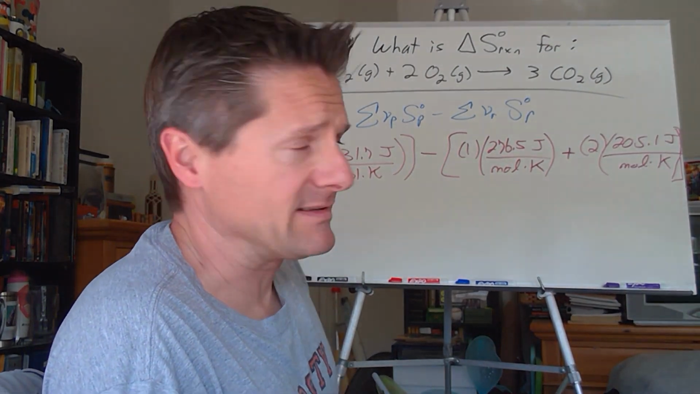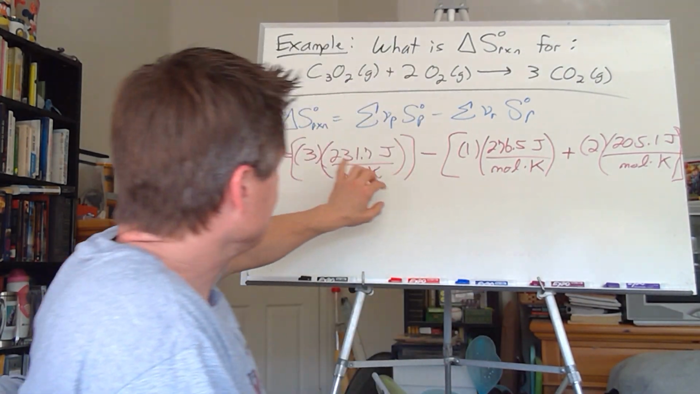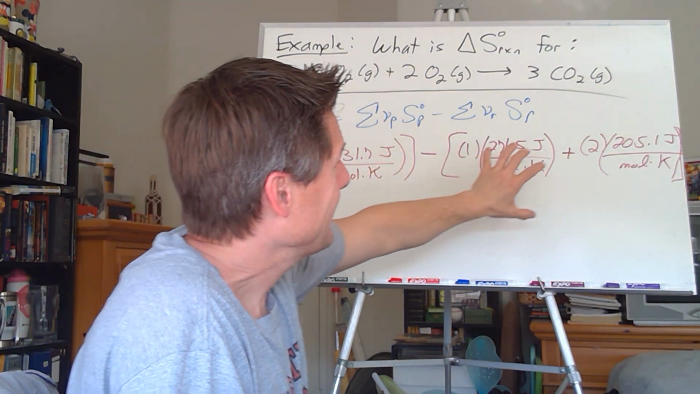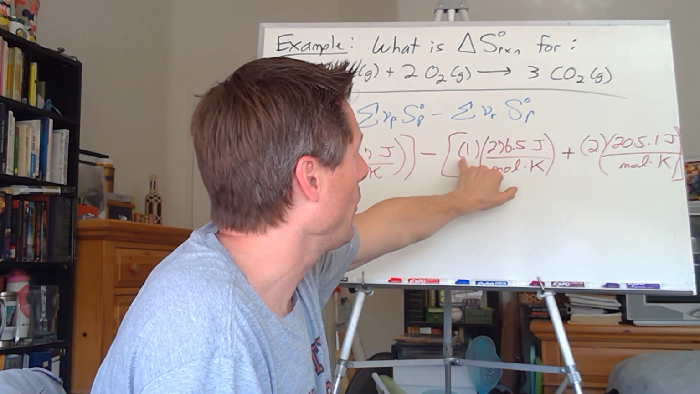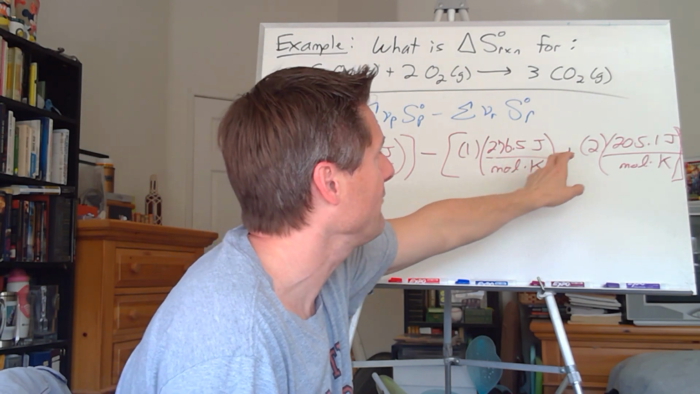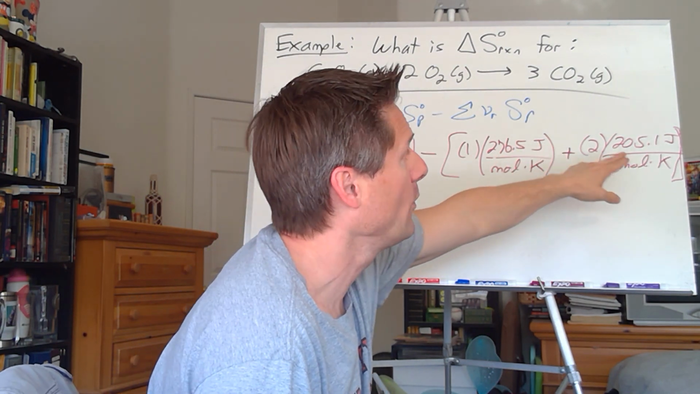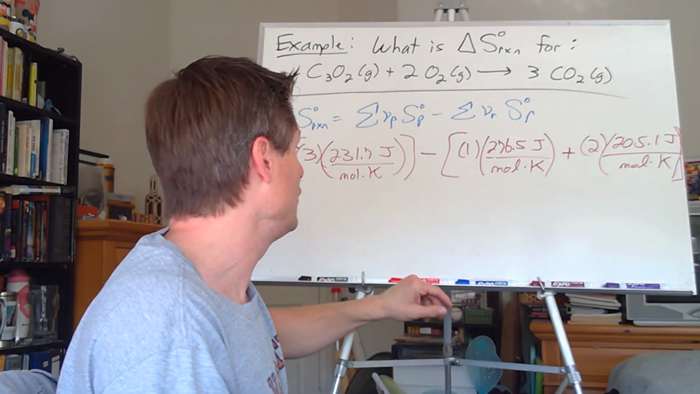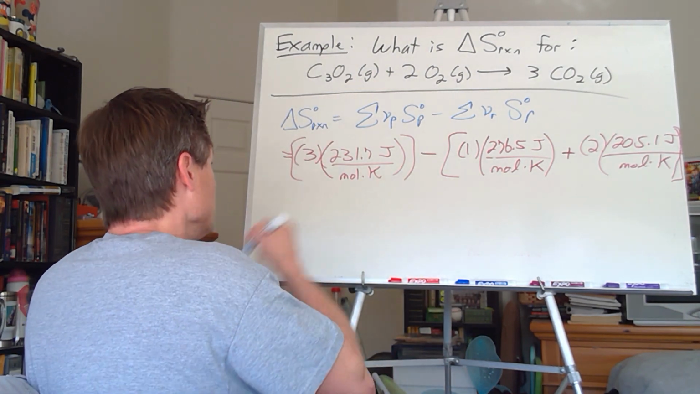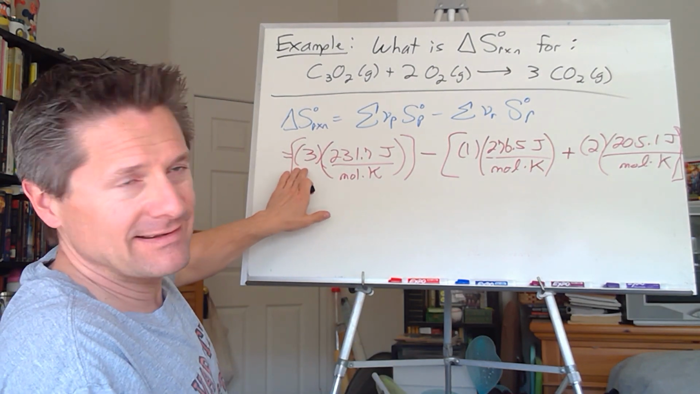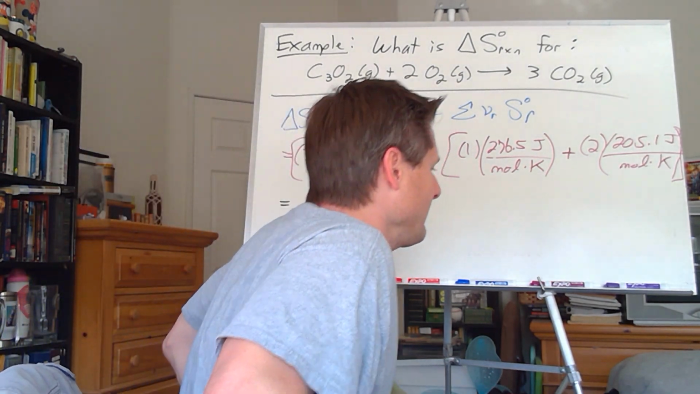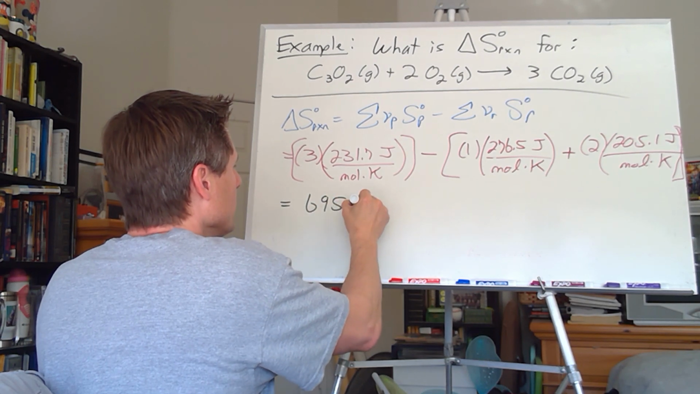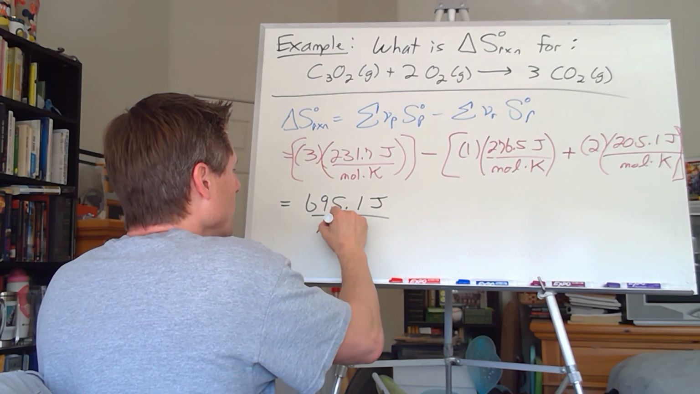I'm out of board space. All right, so let's get your calculator. Calculate the product term. Calculate this term. So take 1 times 276.5 plus 2 times 205.1. Good to 1 decimal. Give me that term. And then we'll subtract these 2. So it looks like everything's going to be good to 1 decimal place when we're done. All right, so 3, that's an exact number, times 231.7. What do you get? I think I got 695.1 joules per mole Kelvin.